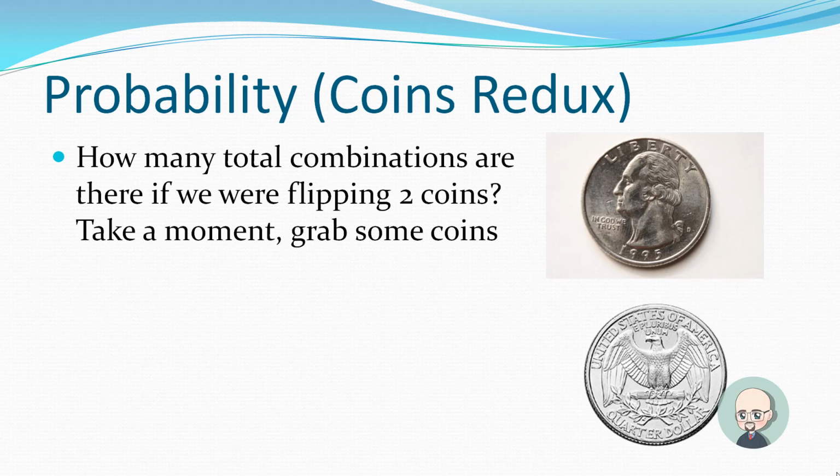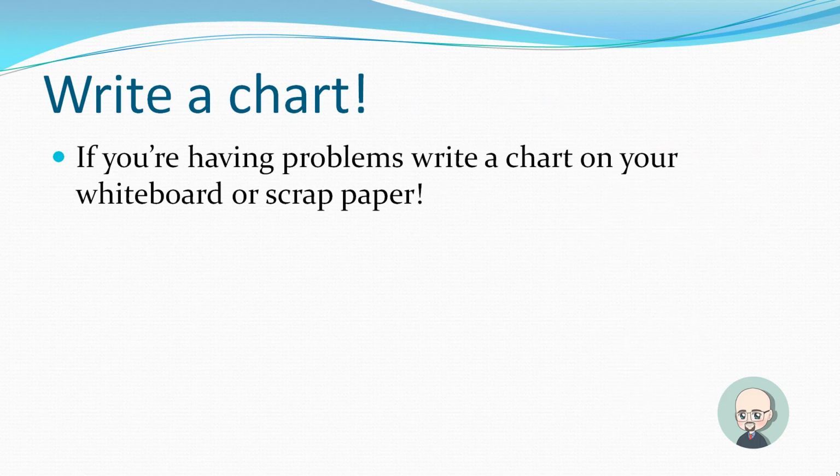So how many total combinations are there? Let's get back to coins. Are there, if we're flipping 2 coins? So take a moment. You can grab some coins if you want and figure this out. But how many total combinations are there if we're flipping 2 coins? How many do you think? I'll give you a moment to pause. Okay, we're back. If you're having problems, remember you can write a chart on your whiteboard or scrap paper.